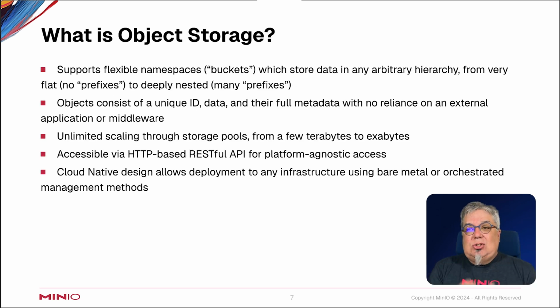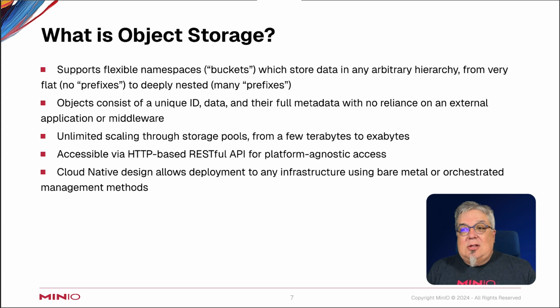So object storage itself is something that's designed to have these flexible namespaces, which you can think of as your buckets, which store data in any arbitrary hierarchy from very flat, which would be no prefixes. You've got all of your objects just in your bucket, or deeply nested, where you might have a bucket named videos, and then you would have a prefix named cats, and then you'd have a prefix under that named funny, and then you'd have a prefix under that named musical, and then way down at the bottom, you'd have your video of piano cat. Anyway, the point is that you can have no prefixes or you can have many prefixes.